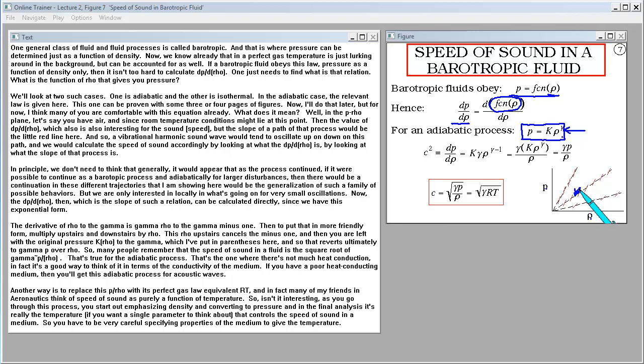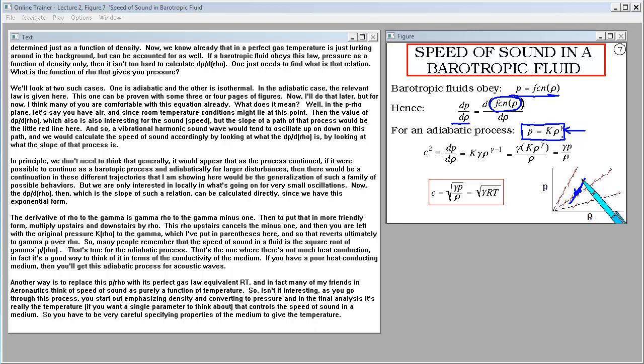In principle, although we don't need to think that generally, it would appear that if it were possible to continue as a barotropic process and adiabatically over larger disturbances, then there would be a continuation, and these different trajectories that I'm showing here would be the generalization of such a family of possible behaviors. But we're really only interested locally in what's going on for very small oscillations.